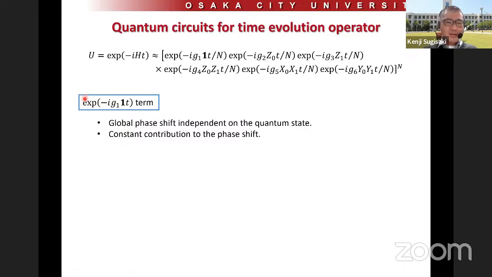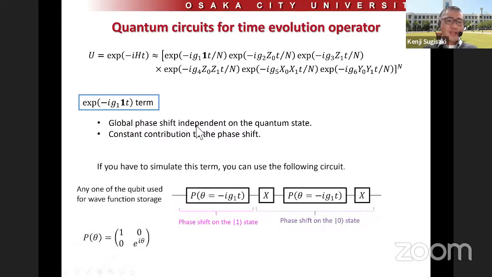So this term is just a constant contribution to the phase shift. So basically, we don't have to simulate this term. But if you have to simulate this term, you can use this function. This is the phase shift of phase J defined as shown here.